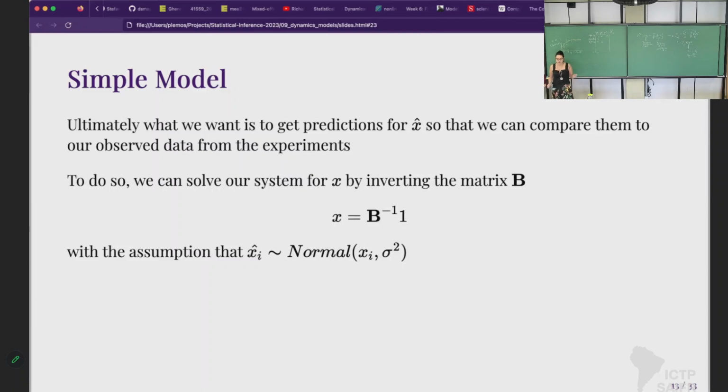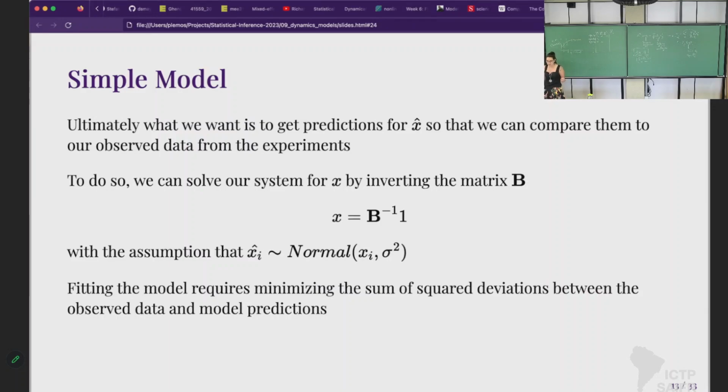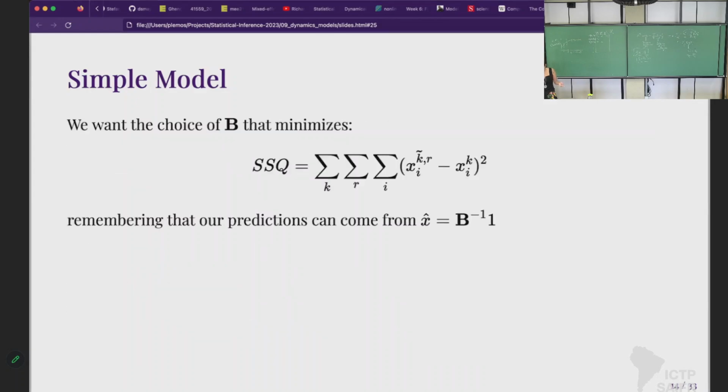To do that, we solve for B. All we want, when we have this in matrix form, is our model. If we want to solve for X, we find the inverse of this matrix, and this is our estimate for X. Then we assume that this X comes from a normal distribution, and this is the true value of X, and you have an error structure. Fitting the model amounts to minimizing the sum of squares of deviations between the observed data and the predicted model, like what we have seen in our class for linear models.